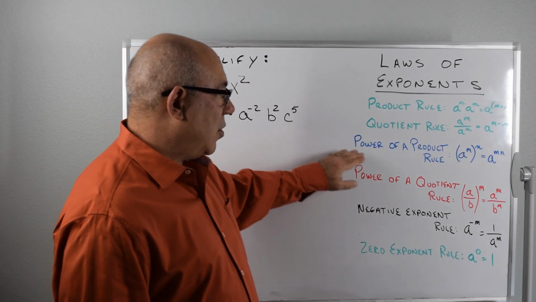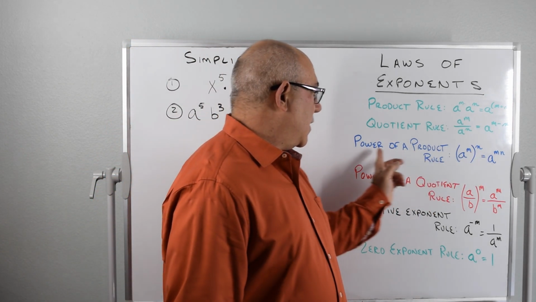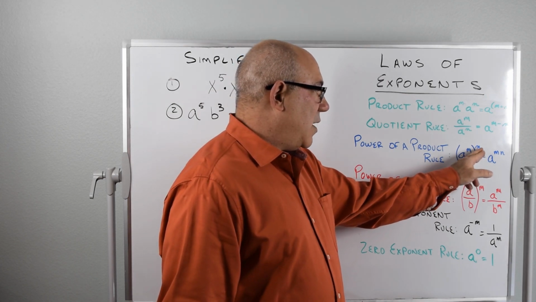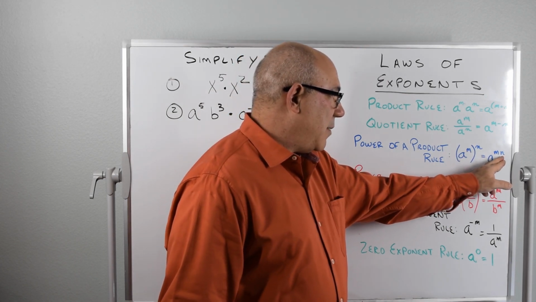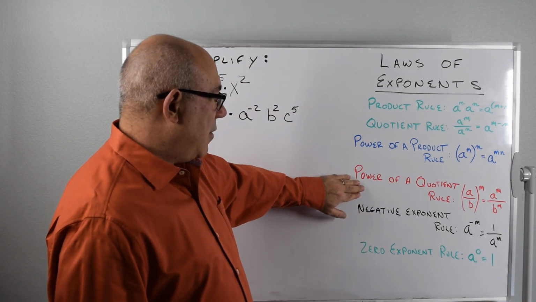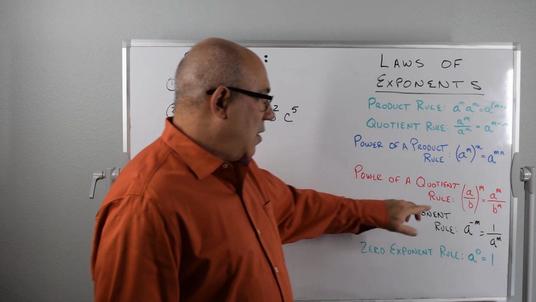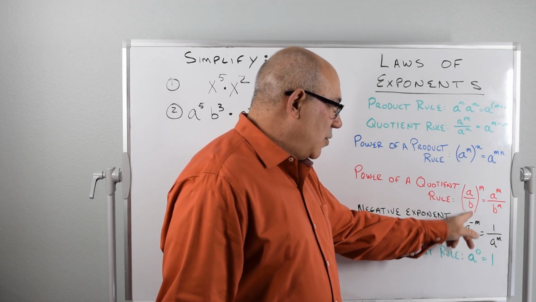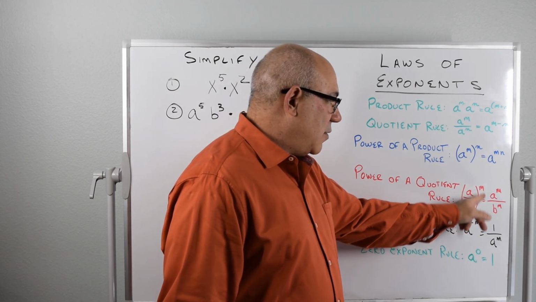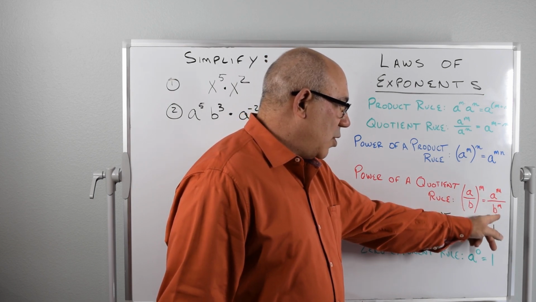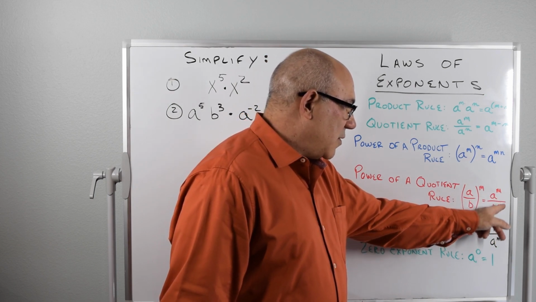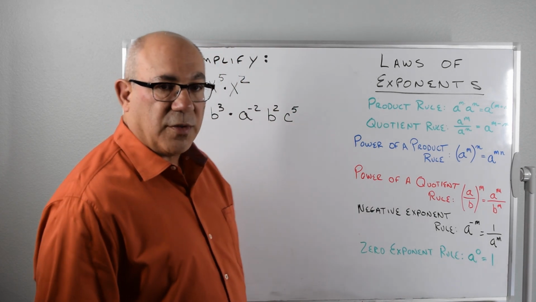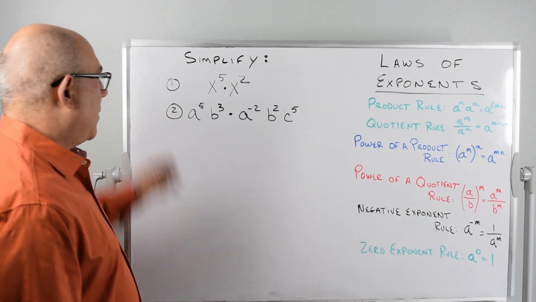With the power of a product rule, I'm sorry, when you raise an exponent to another power, you simply multiply the powers. And then, with the power of a quotient rule, whenever you have two exponents that are raised to a power, then it's equal to the quotient of each exponent to that same power. Okay, so let's cover these first four rules with a few examples. I've prepared some up here.